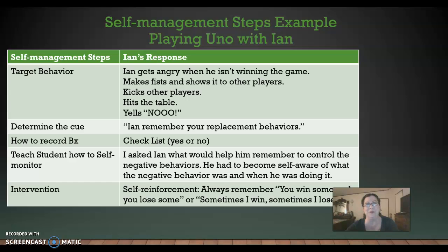So for Ian, that was pretty easy because when playing Uno, he would get really angry when he wasn't winning the game. He would make a fist. He would show it to us, because he was mad. He would sometimes kick at us under the table, and he would sometimes ball up his fist and just hit the table when the game wasn't going his way, or he would just yell, no, really loud.